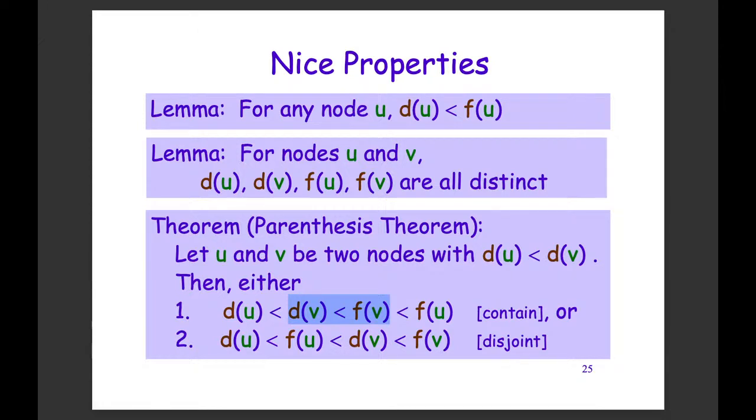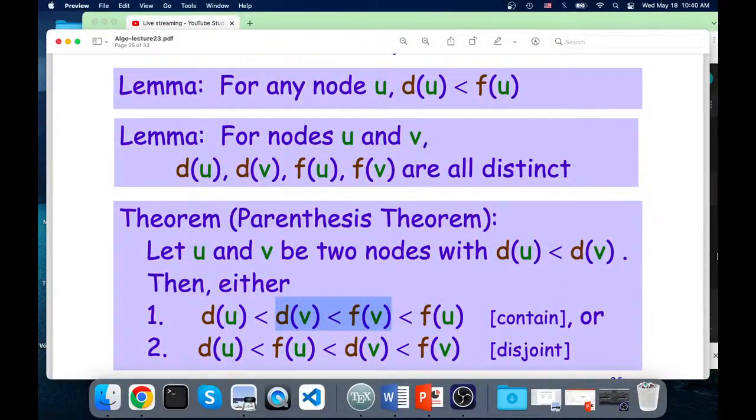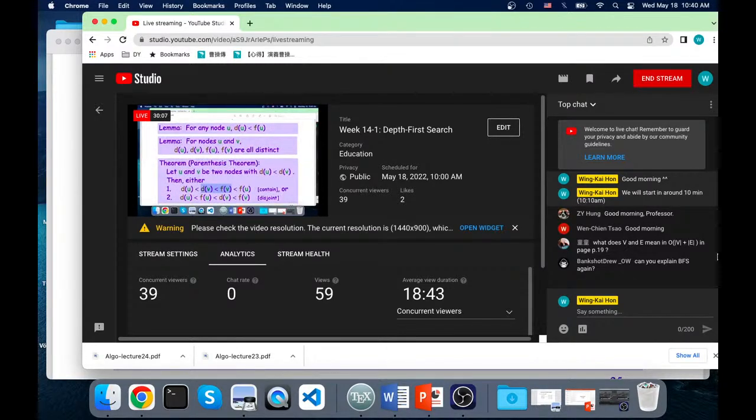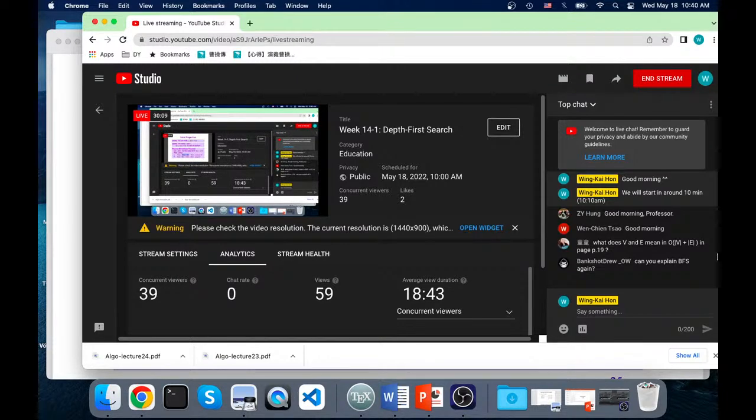Okay, so let me check briefly if you are okay. Okay, thanks. What does V, E mean? Sorry. So V here means the vertex set, and E here means the edge set. So the size of V means how many vertices there are in the graph, and the size of E means how many edges there are in the graph.